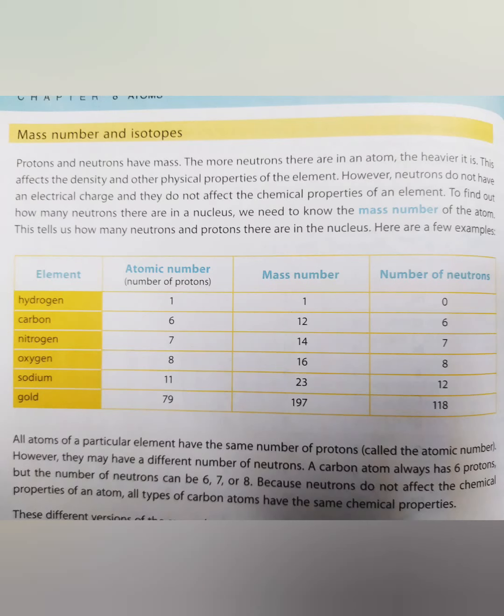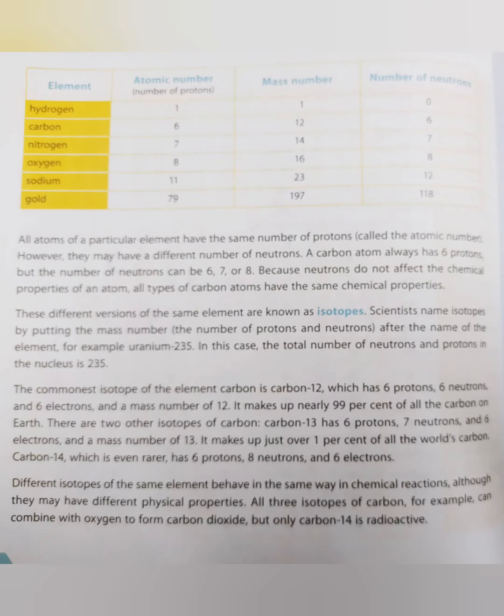At page number 92 the mass number and isotope are given. What is mass number? It is the number of protons and neutrons in an atom. These are very important properties of every atom. The more neutrons in an atom, the heavier it is, so the density differs.